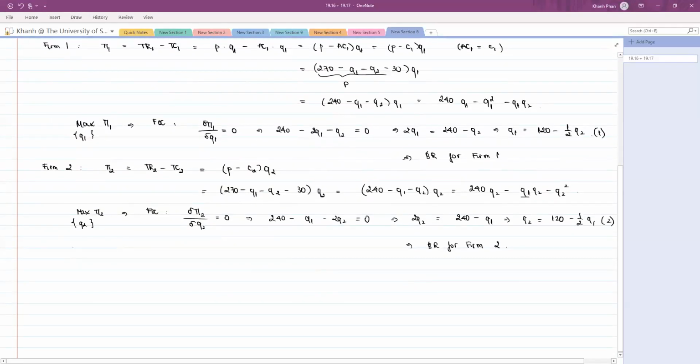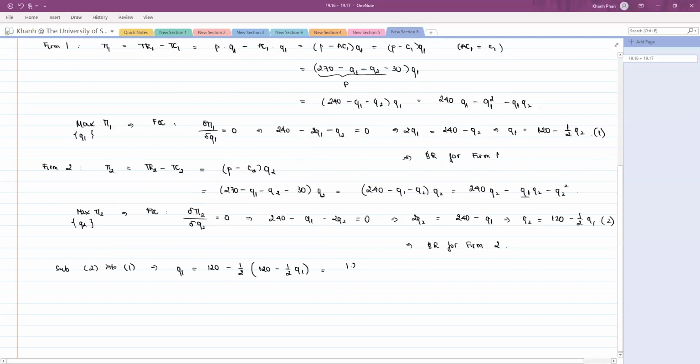All right, so now we have two equations and two variables, Q1 and Q2. You should be able to find a value of Q1 and Q2 that maximizes firm 1 and firm 2's profits. So we combine equations 1 and 2 together. If I substitute 2 into 1, or 1 into 2, that is totally fine. So I get Q1 is 120 minus half of Q2, and Q2 is given by the second equation, which is 120 minus half of Q1.